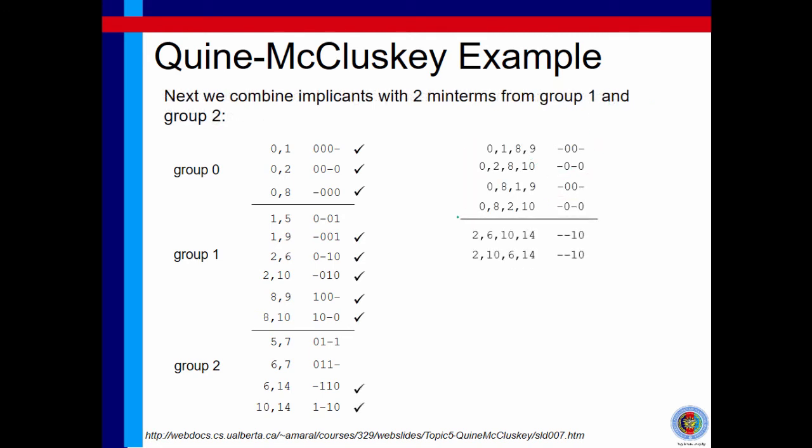And even with the combination of group 1 and 2, you can see that combining 2, 6 and 10, 14 is the same as combining 2, 10 and 6, 14, which results in the same 4-minterm implicant. We will take only one because they are identical. It seems like this implicant is the last one.